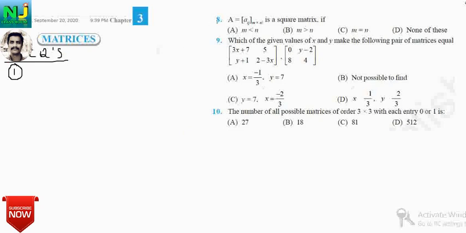In problem 8, this is the element M cross N, a square matrix. Remember, in a square matrix. Okay, I will explain. There are 4 options given. M is the row, N is the column. M means the number of rows, N means the number of columns.